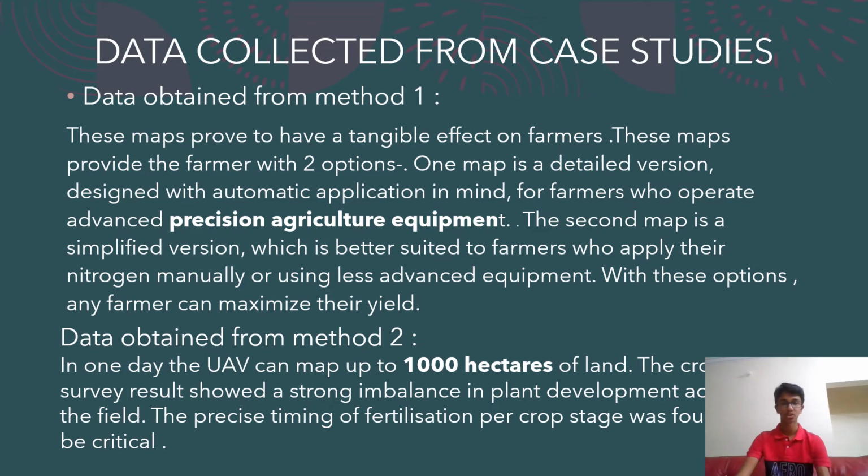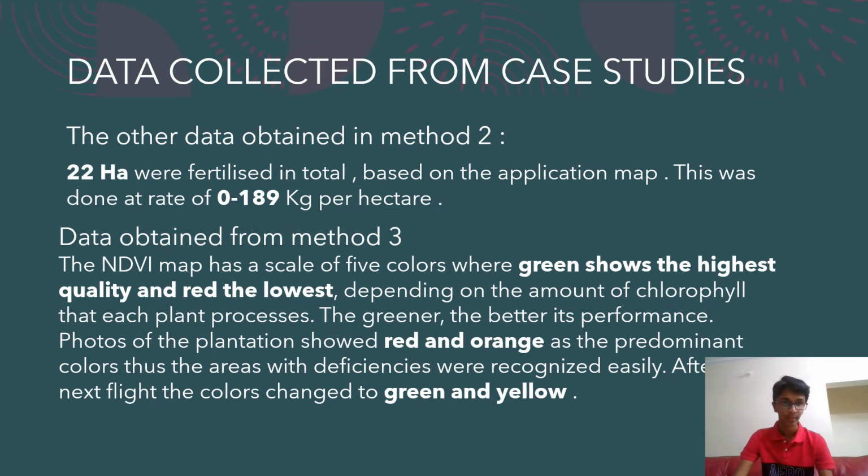The crop survey showed a strong imbalance in plant development across the field. The precise timing of fertilization was also found to be quite critical. 22 hectares were fertilized in total based on the application map. This was done at a rate of 0 to 189 kg. This meant that there was heavy imbalance. Some hectares needed only 1 or 2 kg, but some needed about 170 to 180 kg, which indicated strong imbalance.